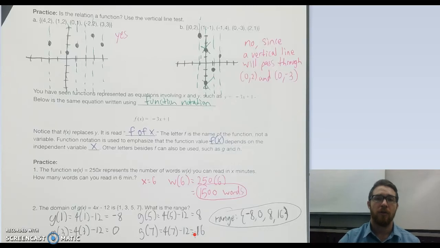So as long as I'm plugging in each one of those domain values, substituting those into my function, I can see that I have those 4 range values: negative 8, 0, 8, and 16. We can list those as a set, just like we did with the domain.